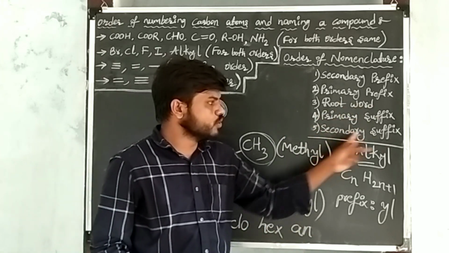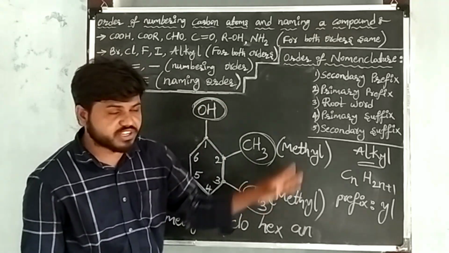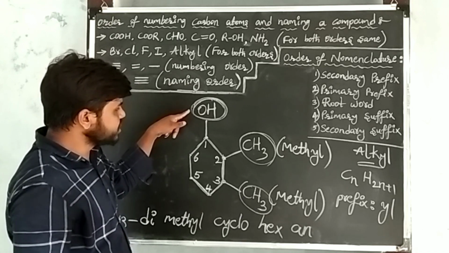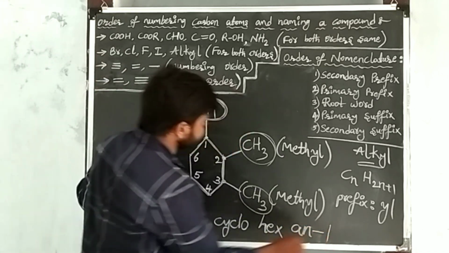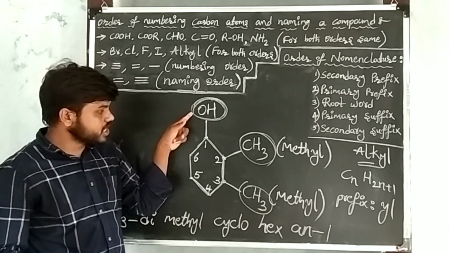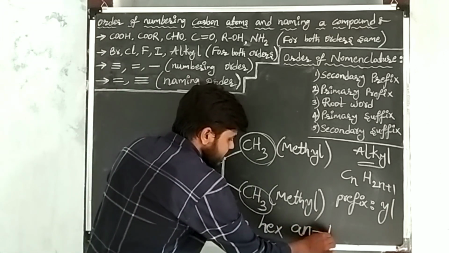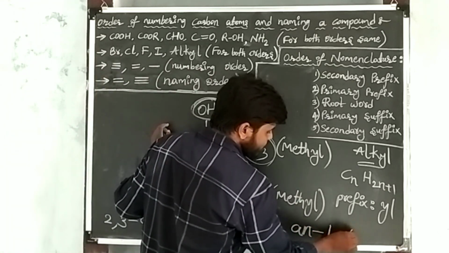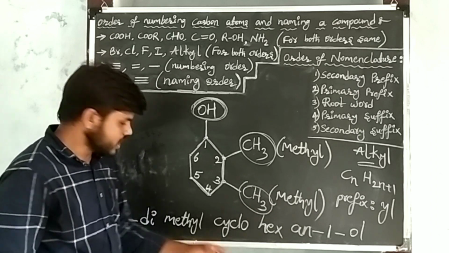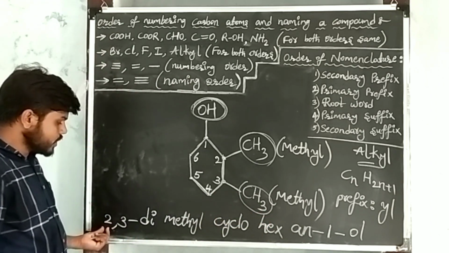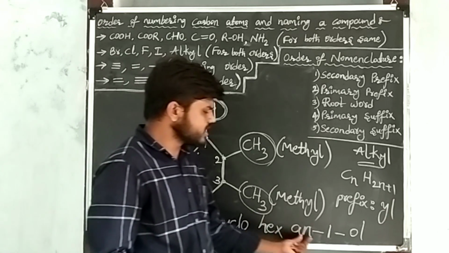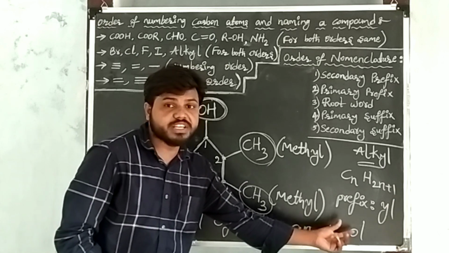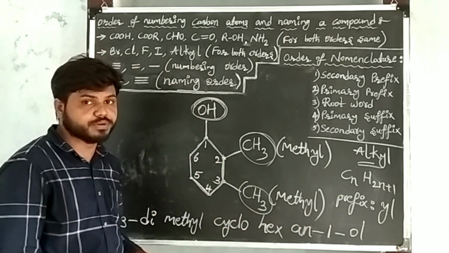After writing the primary suffix, go to the secondary suffix. Secondary suffixes are functional groups. One functional group is present in the given carbon compound, that is alcohol. First write the position of the functional group, that is 1, the first carbon. After writing the position, write the suffix of alcohol, that is ol. Now this is our required IUPAC name: 2,3-dimethylcyclohexan-1-ol is the IUPAC name of the given carbon compound.